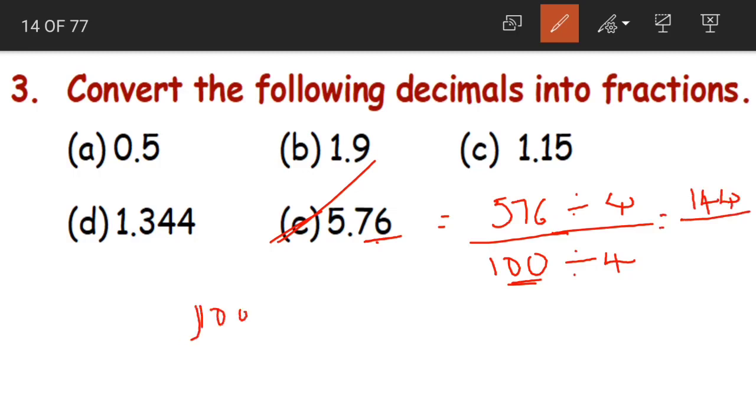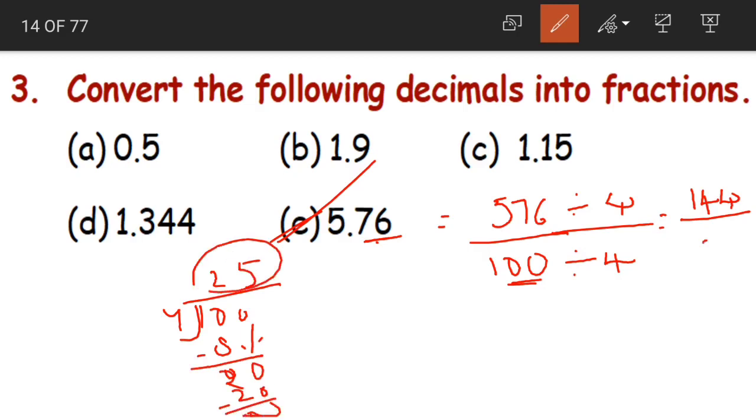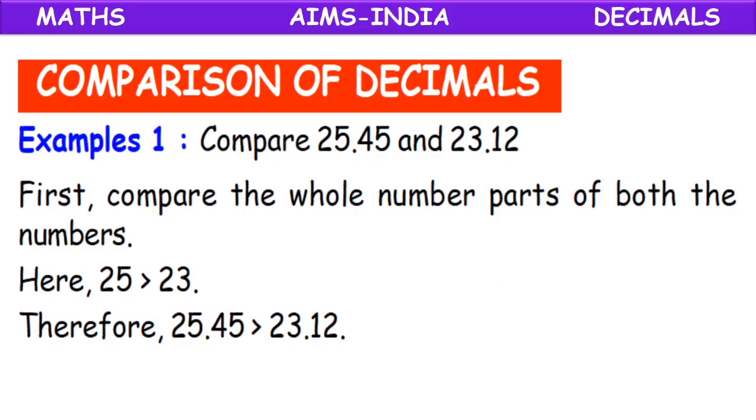Then 100 divided by 4. 4 twos are 8. 0, 2, 0 brought down, 4 fives are 20. The remainder is 0. 100 divided by 4 is 25. So the answer is 144 divided by 25. Understood, children? This is how we convert decimals into fractions.